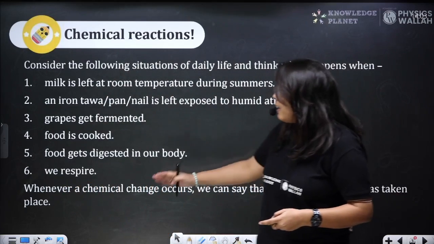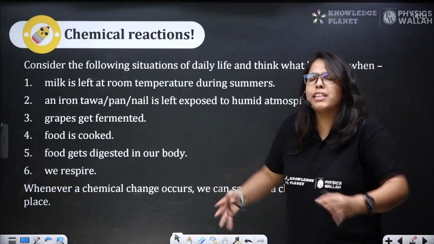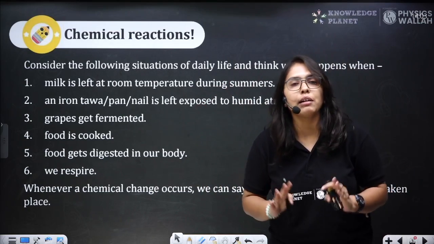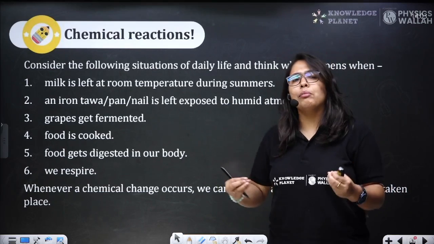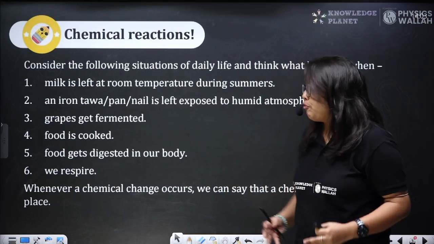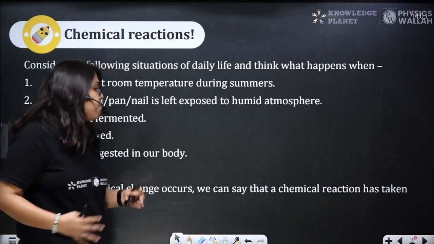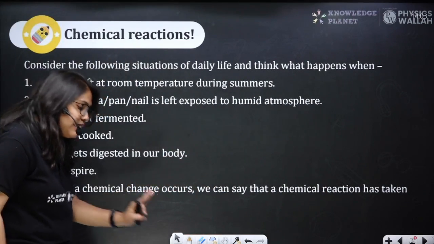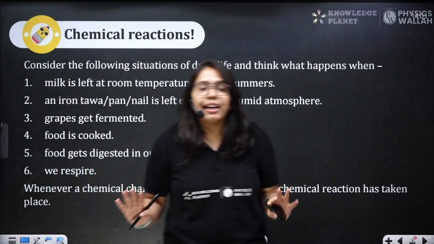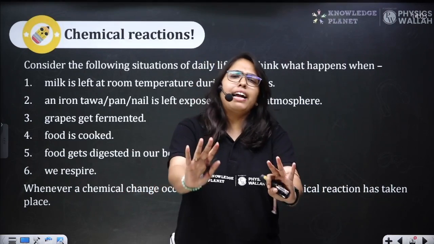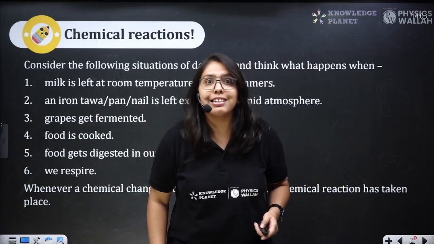now. And then food which gets digested in our body, the respiration process which takes place. All of these are nothing but examples of various chemical reactions that we come across in our day-to-day life. So whenever a chemical change occurs, we can say that a chemical reaction has taken place. Whenever there is a chemical change that is happening, we can say that since a chemical change has happened, then definitely a chemical reaction is taking place.